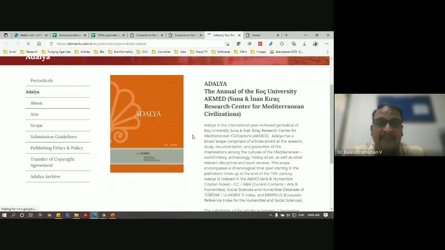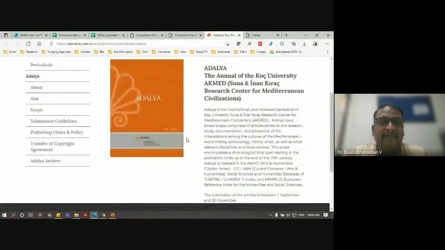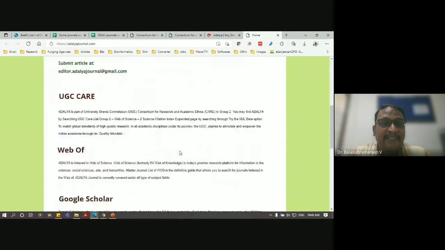This is the original website. They have clear-cut contact details, right? And they are very, very transparent, and they have publishing ethics and policy. You can see here ethics and policy, and they have aim and scope, clear-cut. But if you see this duplicate journal, the cloned Adalya journal, they mention UGC CARE group 2 journals. You can understand the mistake here.